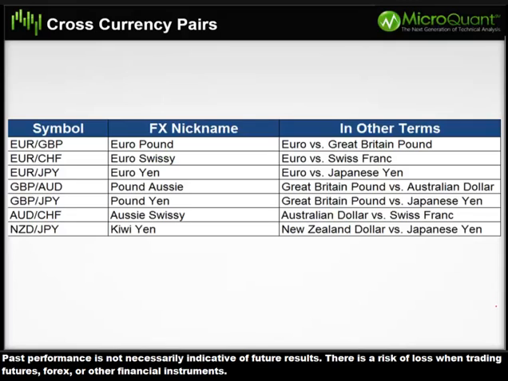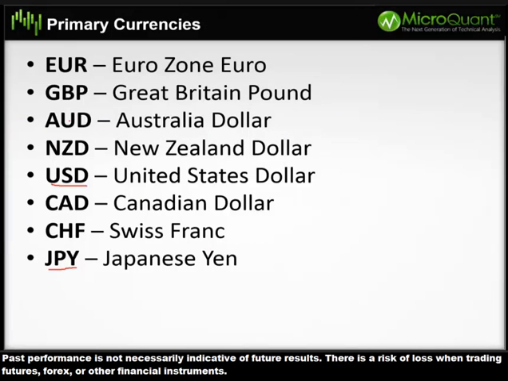So these cross-currency pairs, anything like we said that's not paired with the US dollar. The Euro GBP, this is the Euro pound, the Euro CHF, the Euro Swissy, Euro versus Swiss franc, and you can see again the same logic applies to crosses as they do with majors. So the GBP AUD, we'll go back to our list real quick. You can see the GBP is above the AUD. You'll never see the AUD GBP.